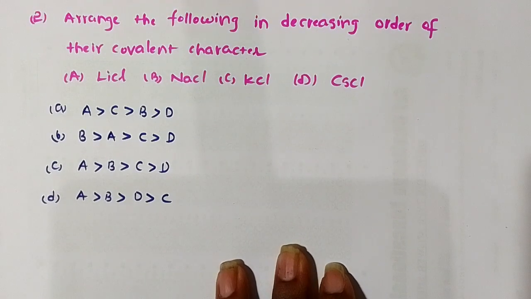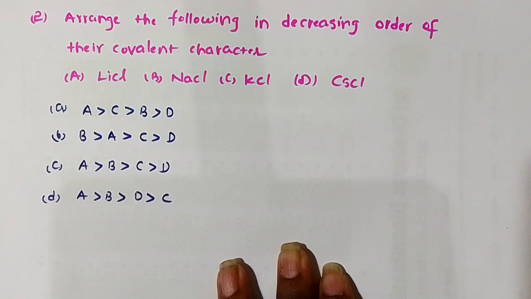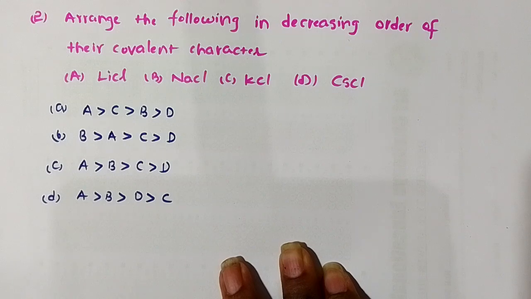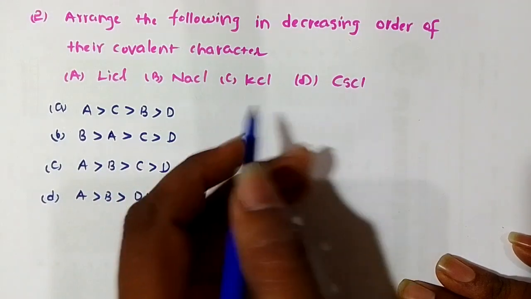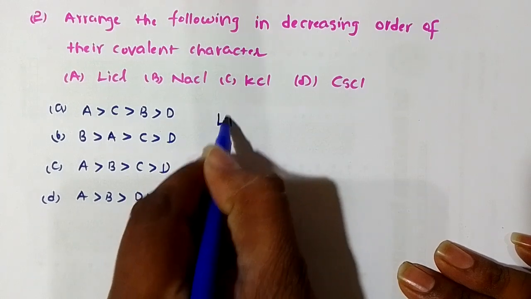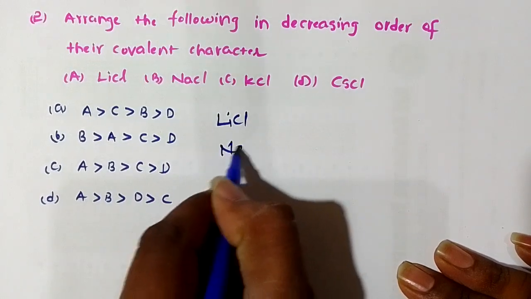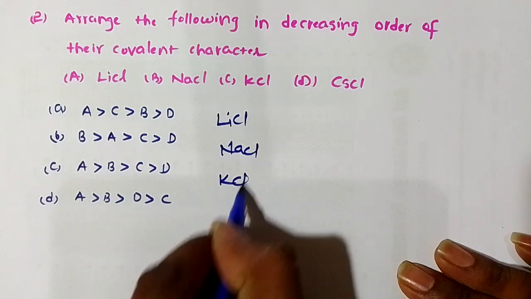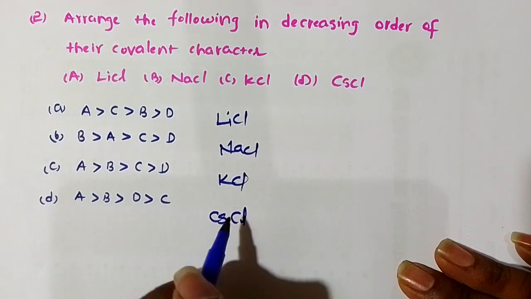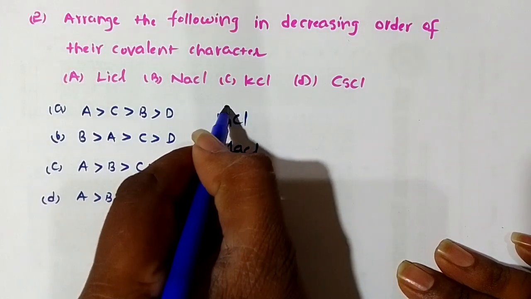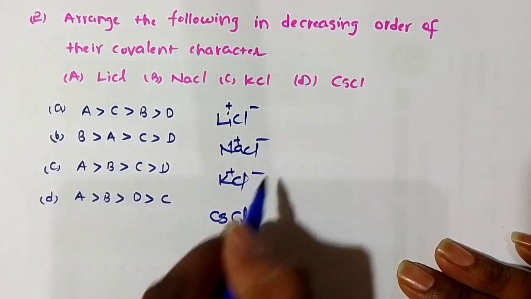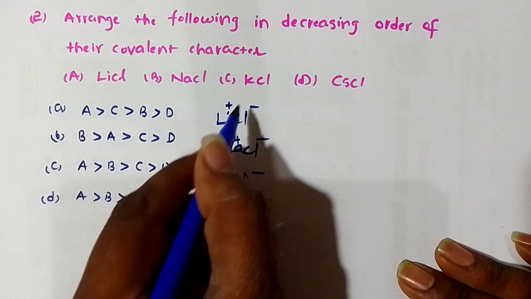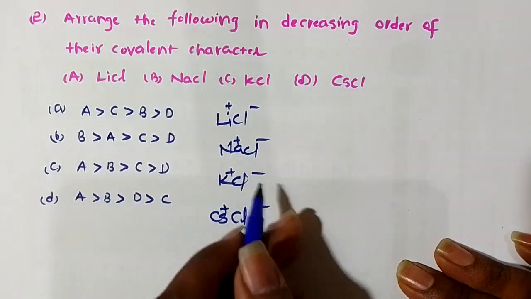Arrange the following in decreasing order of their covalent character. LiCl, NaCl, KCl, CsCl. Cation, anion, cation, anion, cation, anion, cation, anion. Here anions are the same but cations are different.